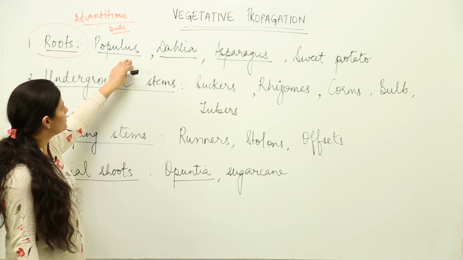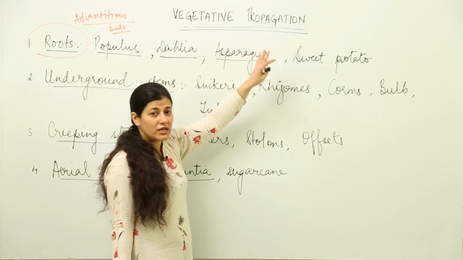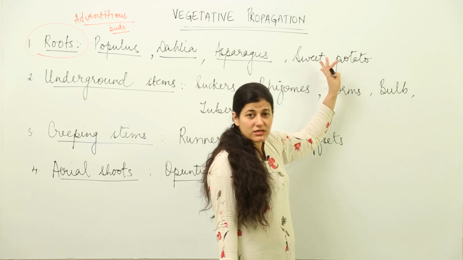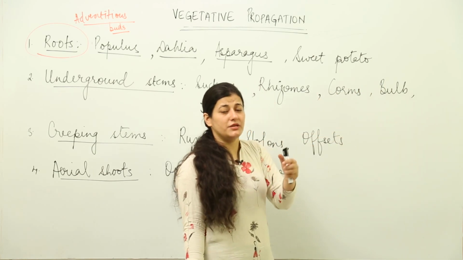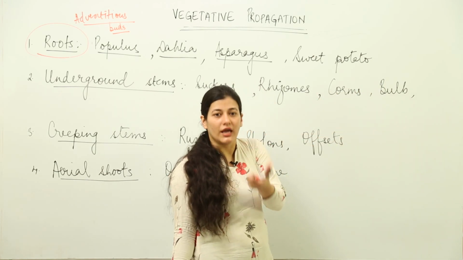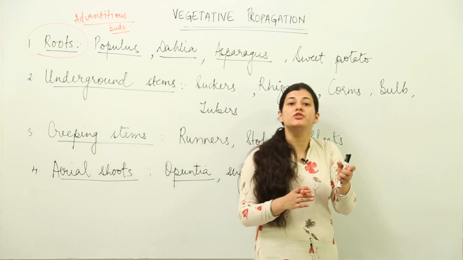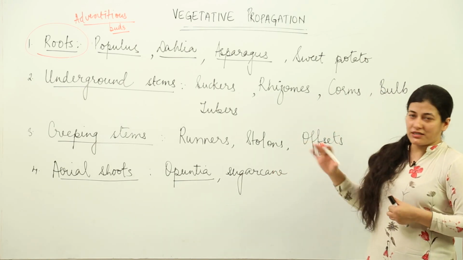We have the example of the tree Populus, we have the example of asparagus, and the sweet potato that we often consume during winters, that is also a result of vegetative propagation. That means this sweet potato, which is the edible part, which stores the food, apart from that it serves the purpose of giving rise to a new plant and hence vegetatively propagating the plant.